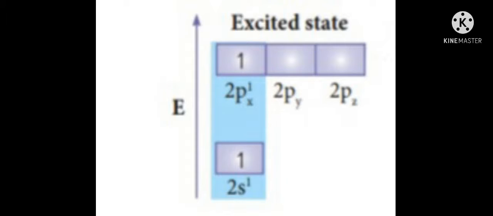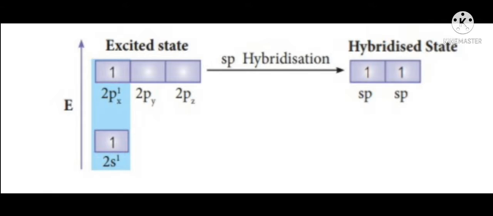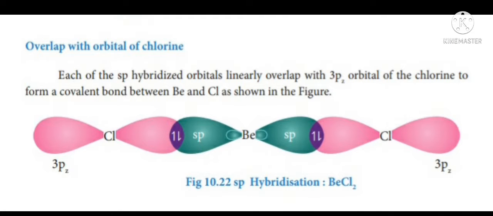It is shown here. Now the 2s orbital and 2p orbital hybridize and produce two equivalent sp hybridized orbitals. These two sp hybridized orbitals contain one electron each. These sp hybridized orbitals have 50% s character and 50% p character. They are oriented in opposite directions as shown here.